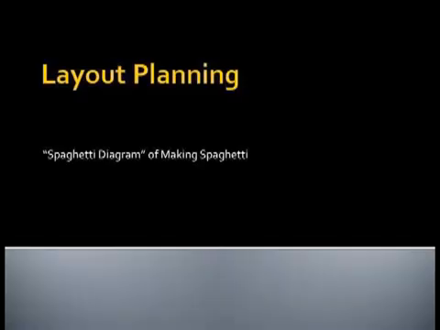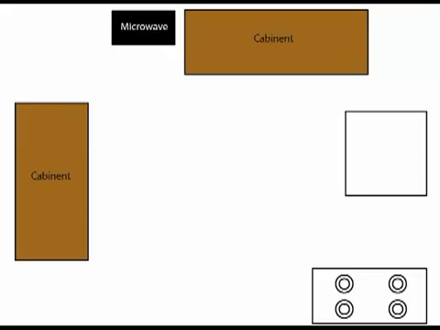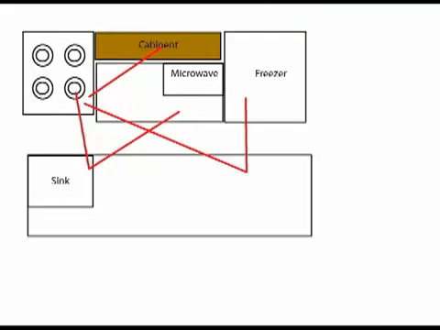Layout planning. A spaghetti diagram of making spaghetti. There are many types of layouts: fixed position, hybrid, product, and process. Layout planning involves decisions about the physical arrangement of economic activity centers within a facility. In our example today, we will focus on all the different movements that we go through to make spaghetti.